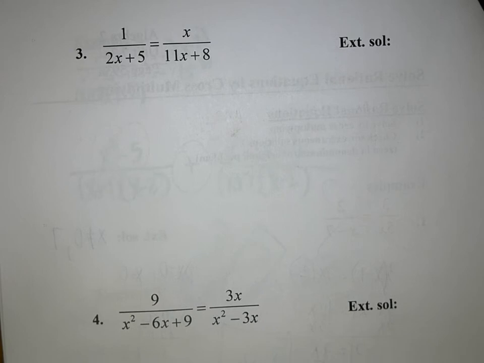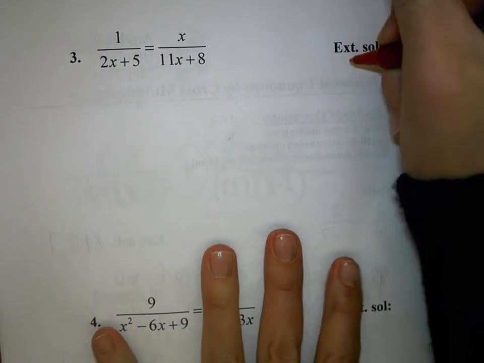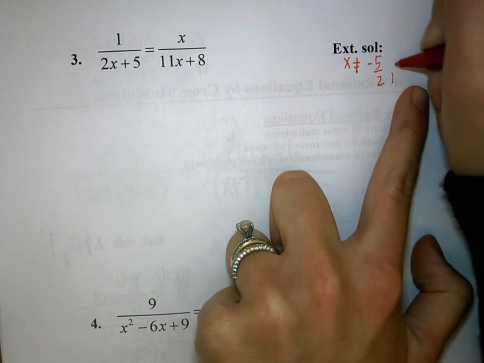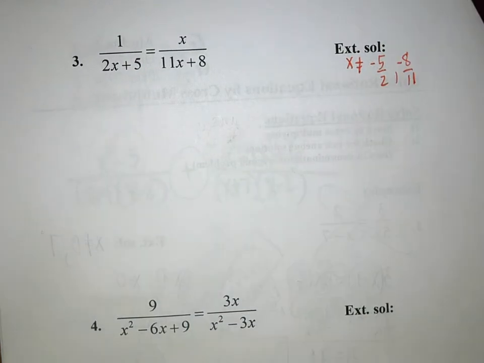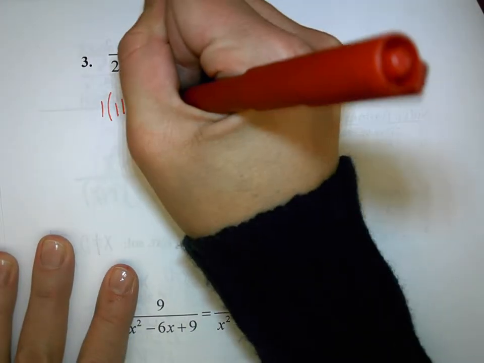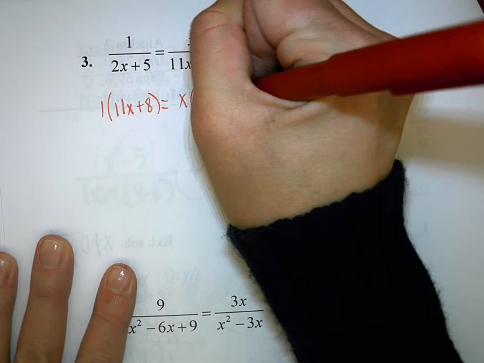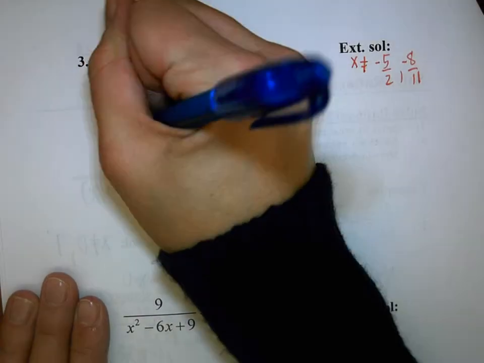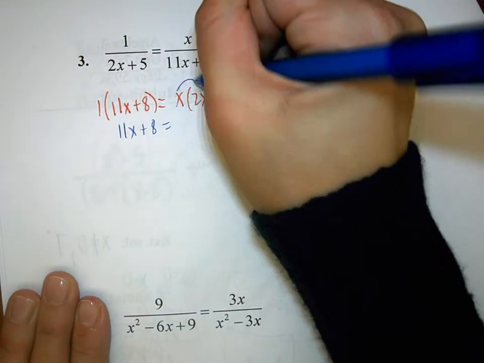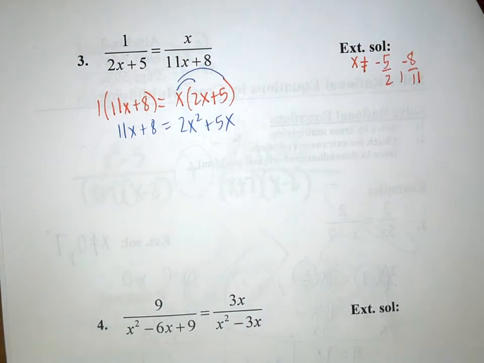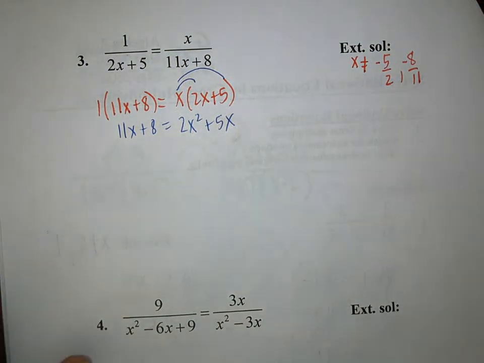Okay, the correct answer should have been 4 and -1. When you set your denominators equal to 0, you should have found that x cannot equal -5/2 or -8/11. When you cross multiplied, we get 1 times 11x plus 8 equals x times 2x plus 5. When you distribute and multiply, we get 11x plus 8 equals 2x squared plus 5x.